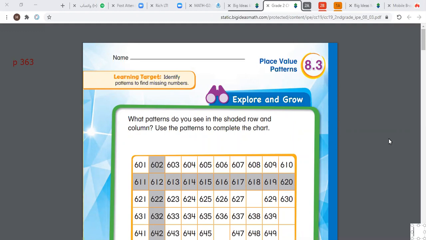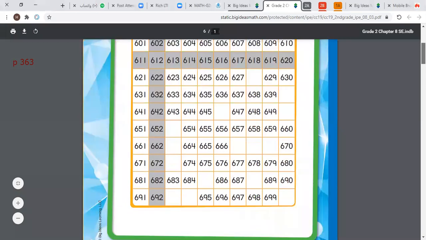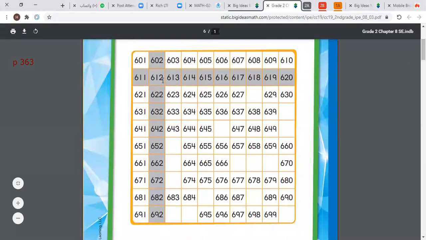Grade 2, we have here this table. Can you see this table? In this table, here 602. Can you see 602, 612, 622, 632, 642, 652, 662, 672, 682, 692? Here, can you see we have 600. In all the numbers we have 600. And here two ones. In all the numbers you have two ones.